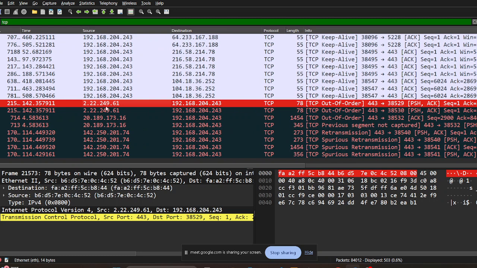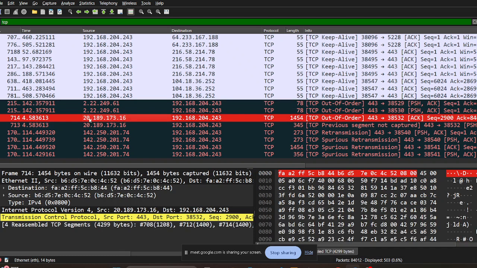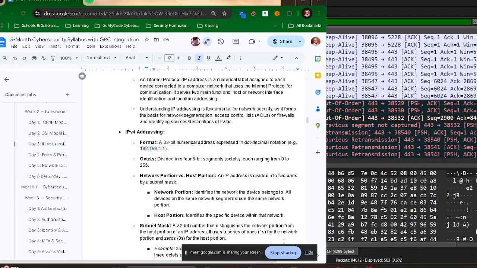So this is the IP address here. You can see this one starts from 2, this one starts from 20, this one starts from 142, and then this one, 22 follows it. This one starts with 20, 189 follows it. So the numbers can range from 0 to 255. That's the format. That was what I explained.